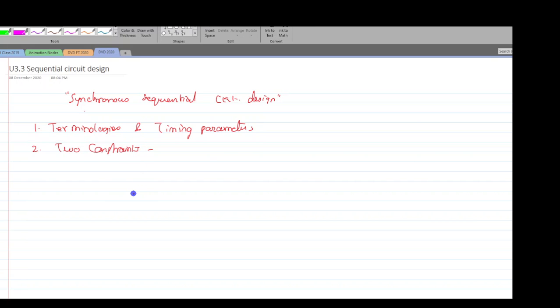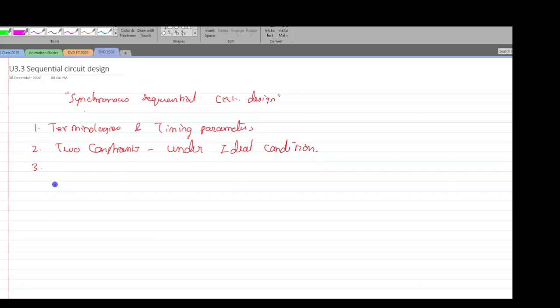So these 2 constraints basically dictate the design process in a way that would lead you to design synchronous sequential systems to function without any failure. Okay, and we will be applying these constraints under an ideal situation, or condition, and that would be done in the second part of the video.